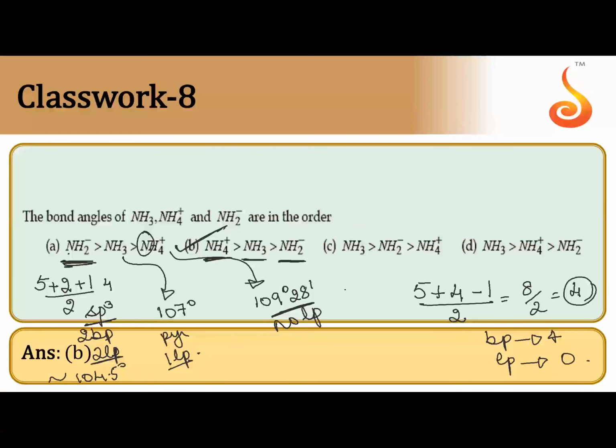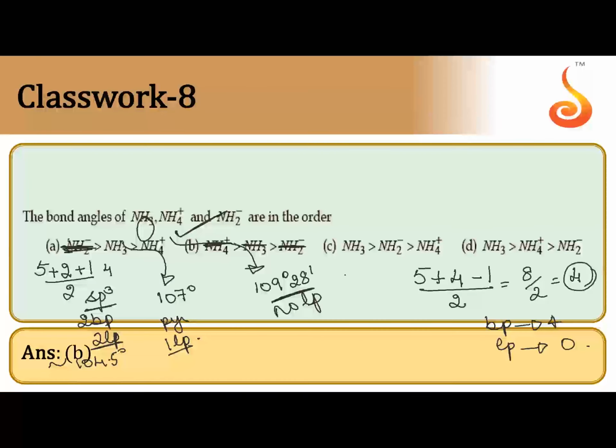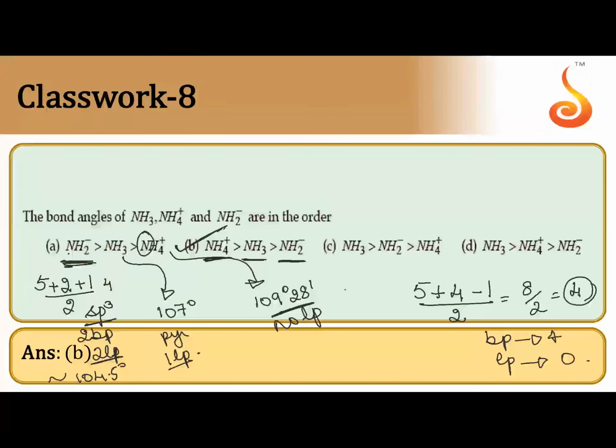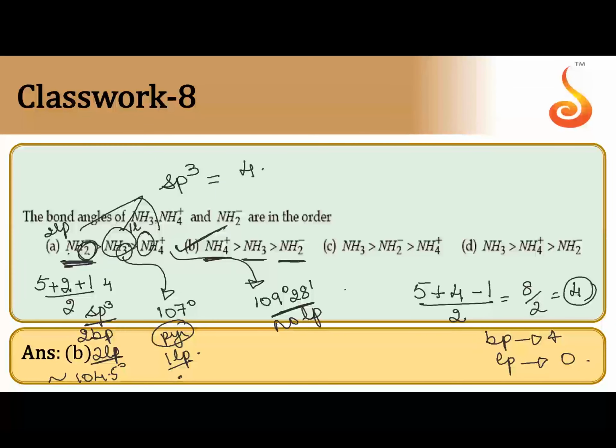Is this question clear? Okay, let's go to the next one then. Ammonia is not tetrahedral. Correct. Ammonia, who said is tetrahedral? Ammonia is pyramidal. Okay. 1 lone pair is there. sp3, but 1 lone pair. All of them are sp3. Total electron pairs is coming to be 4. But bond pairs is changing. Here we have 2 bond pairs, so 2 lone pairs we have here. Here we have 3 bond pairs, so 1 lone pair. And here we have 4 bond pairs, so 0 lone pair. 2 lone pair, the bond angle will be the least.